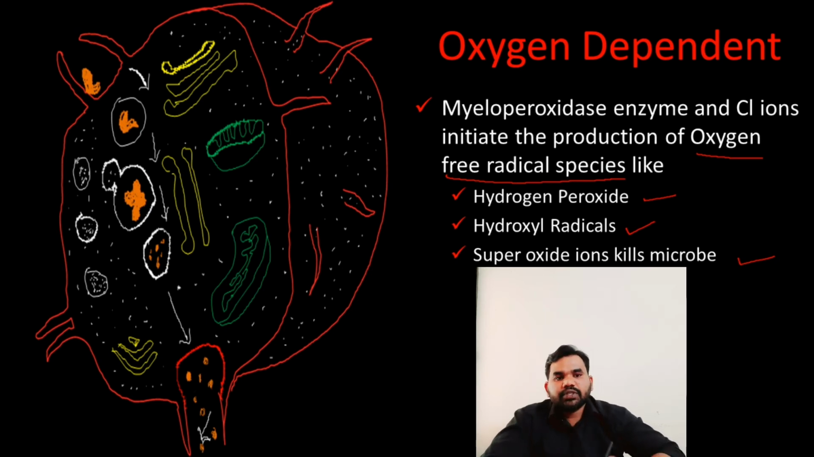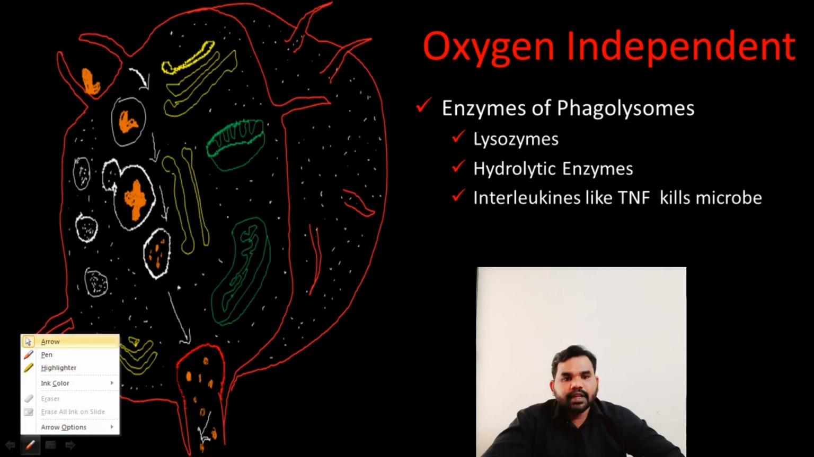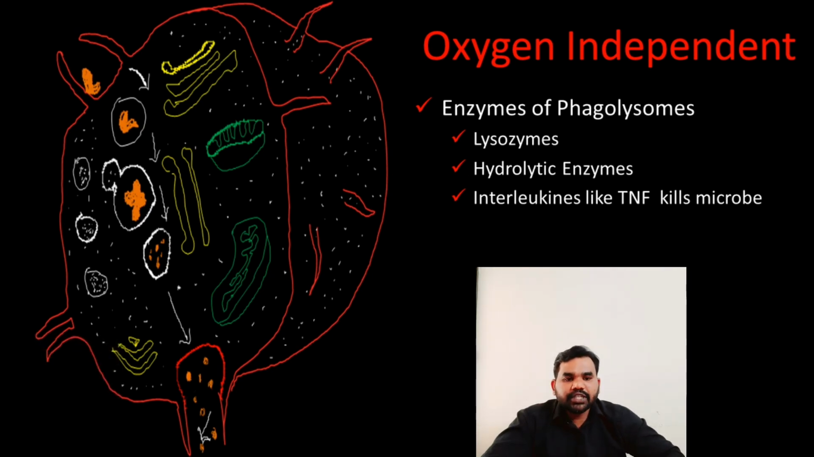And when it comes to the oxygen independent killing, enzymes like lysozymes and hydrolytic enzymes and interleukins and TNF, tumor necrosis factors, will kill the microorganism in the absence of oxygen. So in the presence of oxygen and in the absence of oxygen, the microorganism is killed inside the phagolysosome.